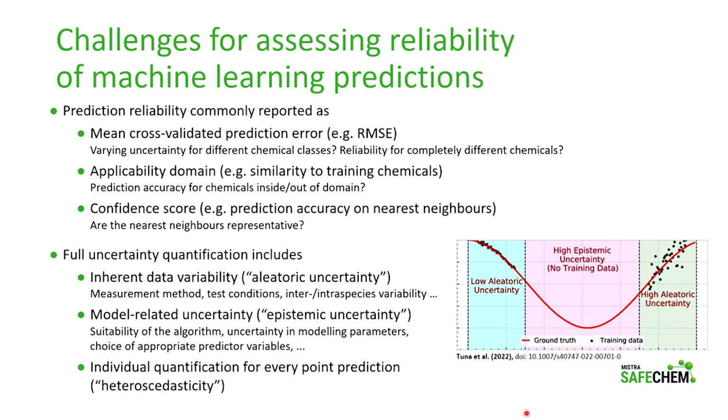Secondly, you have the applicability domain. This is somewhat addressing some of the issues that we have with the mean cross-validated prediction error, where it tells you something about how similar the chemical that I'm interested in is to the training chemicals.